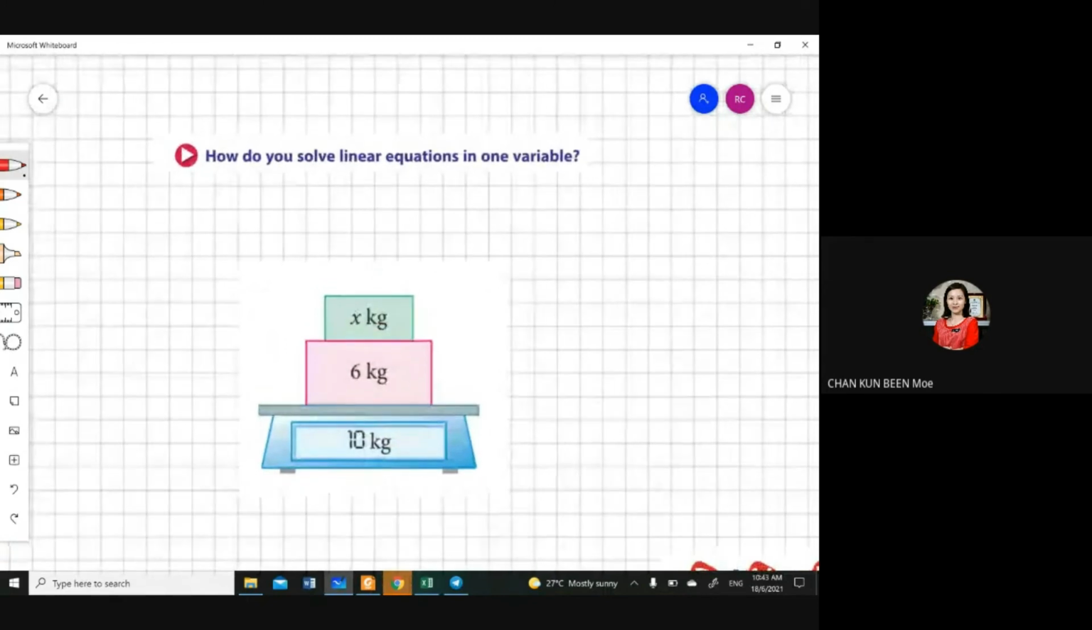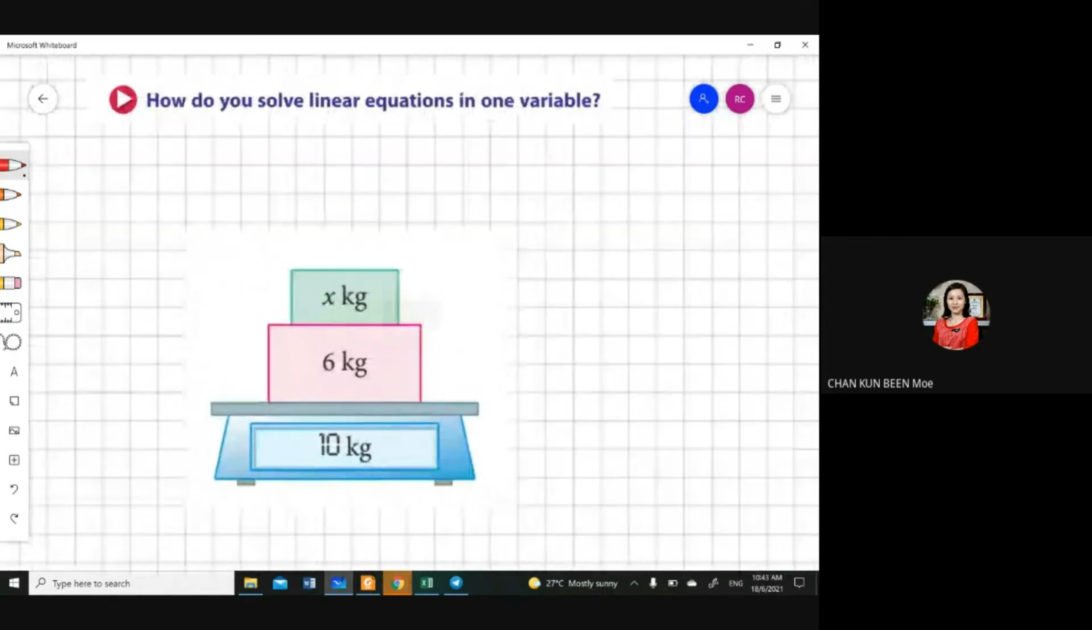Okay, if you look at the diagram given over here, this is x kg, a block over here. And then we have another block over here, which is 6 kg. Okay, and then you can see the scale over here, the weighing machine here, it shows 10 kilogram. So the reading shown by the scale is equal to the total mass of both of the blocks. Okay, therefore, the linear equation that is formed is equal to how much? Do you know or not?